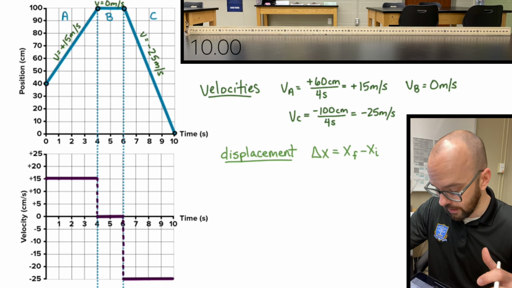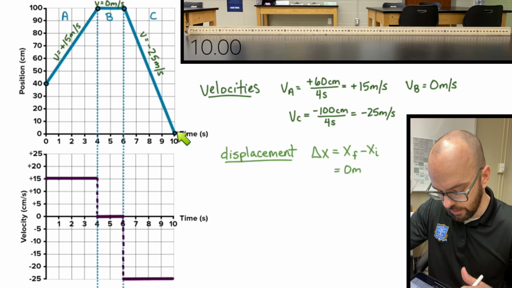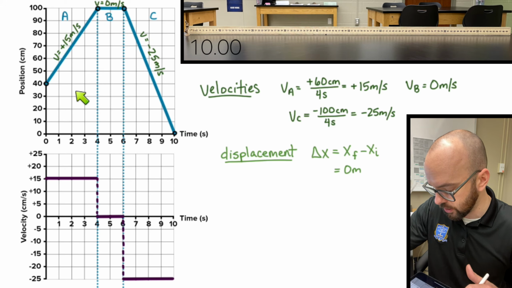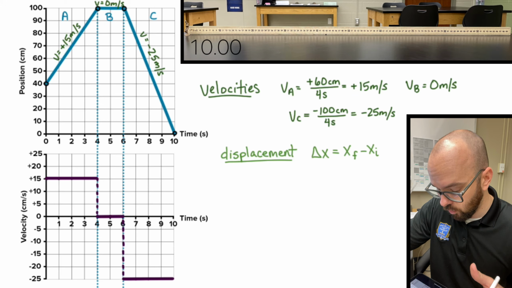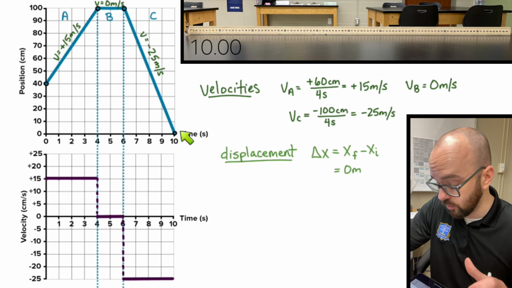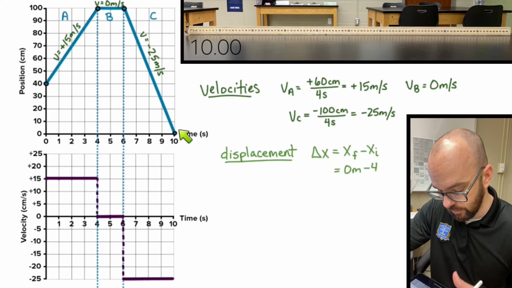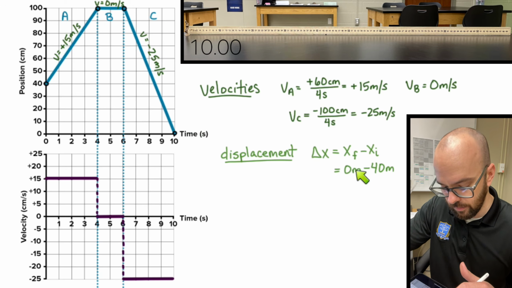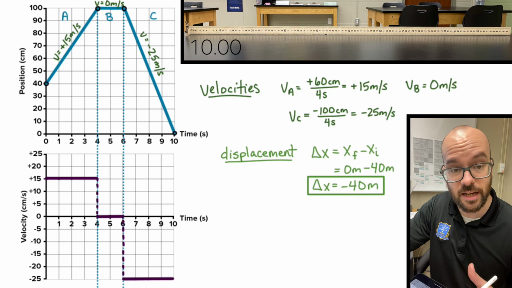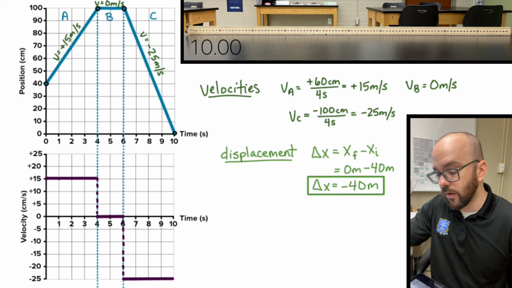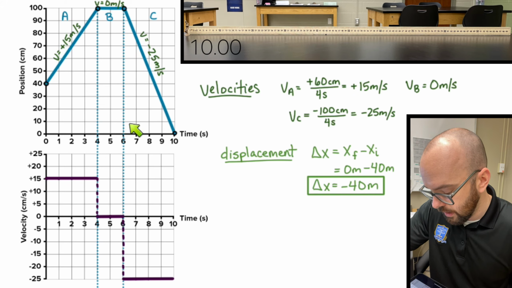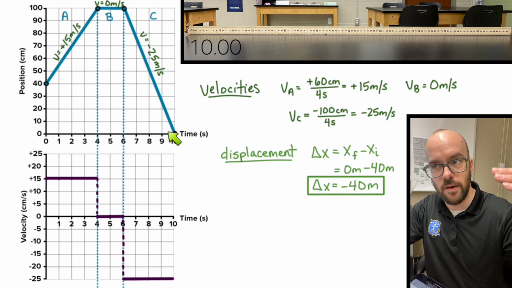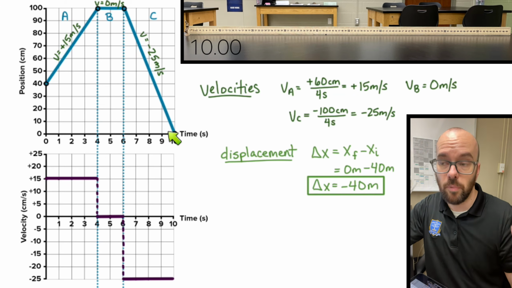Now the toy soldier's final position was at 0 centimeters, and its initial position was at positive 40 centimeters. So I'm going to take 0 centimeters minus its initial position of 40 centimeters, and I get the displacement is negative 40 centimeters. Now you could have also just done that and said, well, it started at 40, it ended at 0, so it went in the negative direction overall by 40.